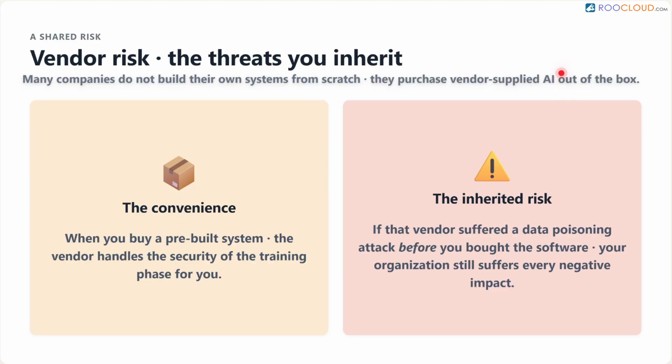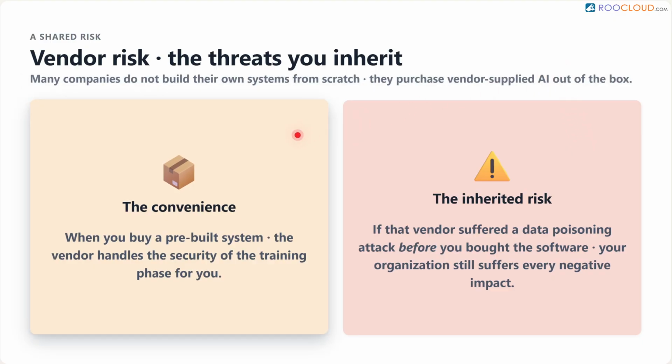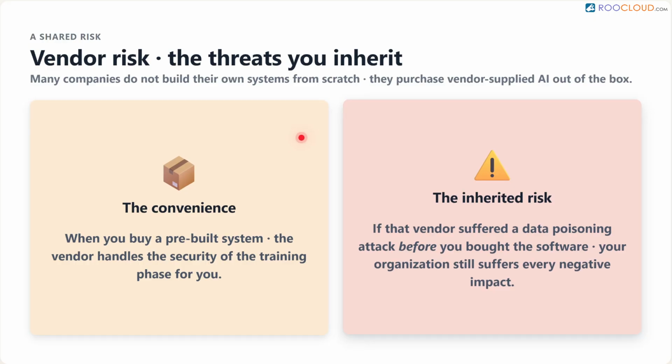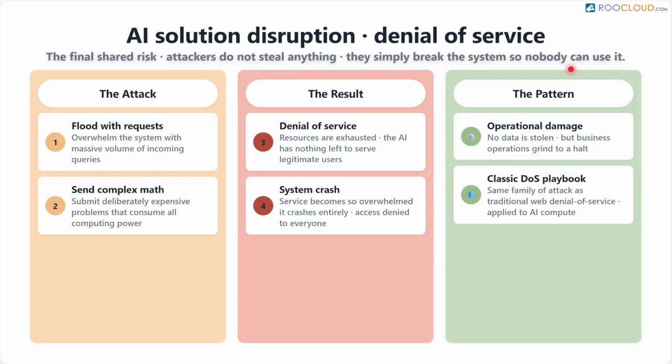Many companies do not build their own systems from scratch. They purchase vendor-supplied artificial intelligence out of the box. When you buy a pre-built system, the vendor handles the security of the training phase. However, if that vendor suffered a data poisoning attack before you bought the software, your organization will still suffer the negative impacts of that compromised system.